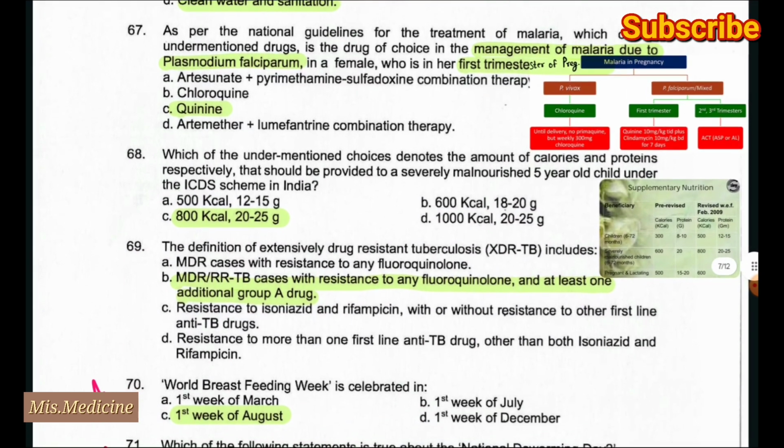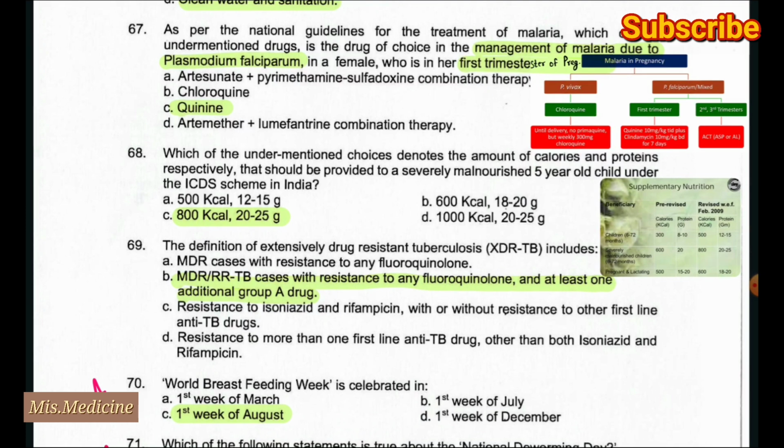Next question: as per the national guidelines for the treatment of malaria, which of the following undermentioned drugs is the drug of choice in the management of malaria due to Plasmodium falciparum in a female who is in the first trimester of pregnancy? The answer is quinine. Next question: which of the following undermentioned choices denotes the amount of calories and proteins, respectively, that should be provided to a severely malnourished 5-year-old child under the ICDS scheme in India? 800 kilocalories, 20 to 25 grams.